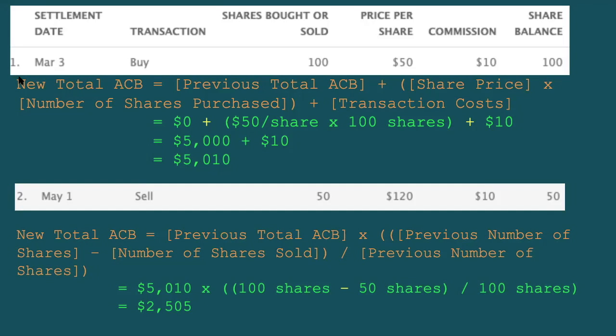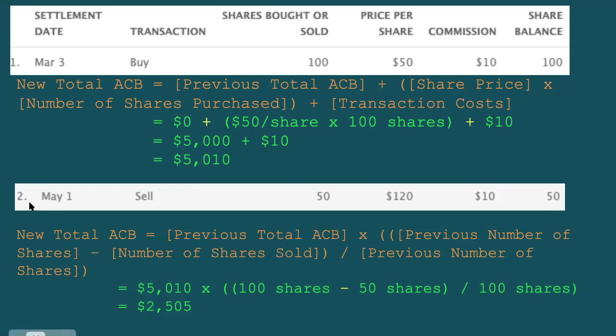So going back to the example from the averagecostbase.ca, the first transaction was on March 3rd. It was a buy. The shares were bought, 100 of them. The price was $50. There was a commission or maybe a transaction fee of $10, and the balance of shares is 100. So if we take this equation, the new total ACB equals the previous total ACB. Since this is the first transaction, there's a 0 plus the share price, which was $50, times the number of shares purchased, which was 100, plus a transaction cost, and the math goes through and it equals $5,010.